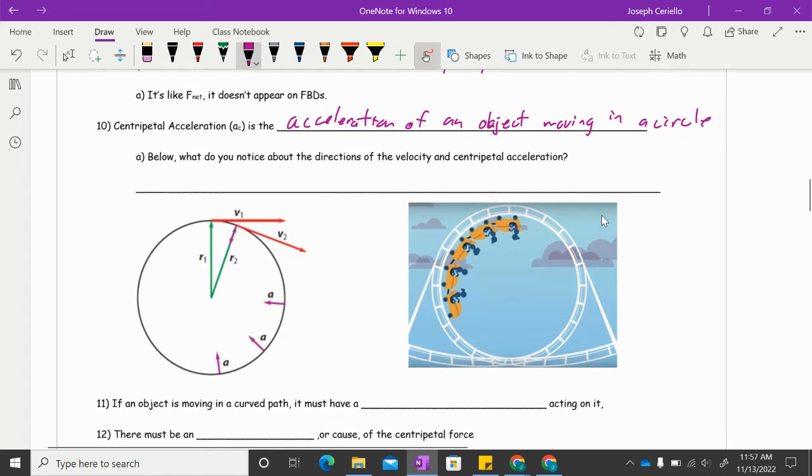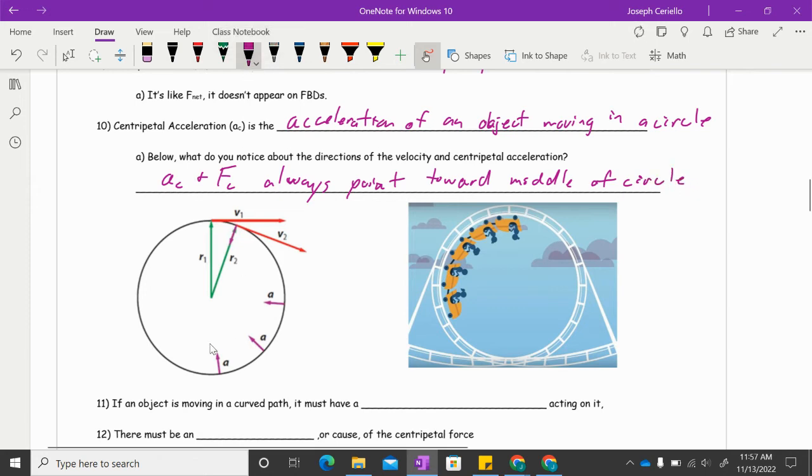So what do you notice about the directions of the velocity and centripetal acceleration? Well, velocity is always tangent to the circle. Centripetal acceleration always points towards the middle, always. In addition to that, if the acceleration points to the middle, that means that the centripetal force also points to the middle. So AC and FC always point toward the middle of the circle.